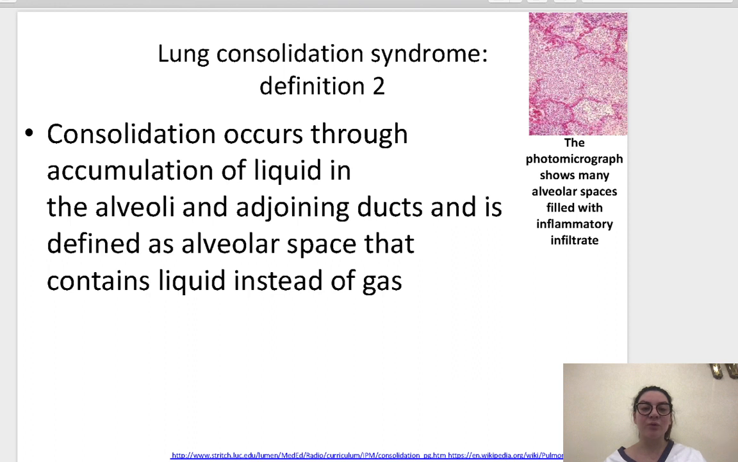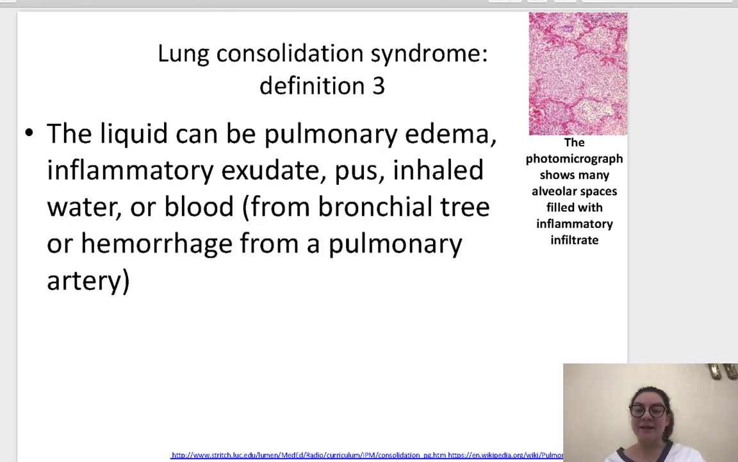Consolidation occurs through the accumulation of liquid in alveoli and adjoining ducts and is defined as alveolar space that contains liquid instead of gas, like in this picture that I show you here and showed in the previous slide. The liquid can be pulmonary edema, and you remember where we discussed this case, the most often problem that can lead to pulmonary edema is right heart failure. Hope you remember the lecture about heart failure. Moreover, it can be inflammatory exudate in different inflammatory disorders: infection, non-infectious inflammation, autoimmune inflammation. Moreover, it can be pus, it can be inhaled water or blood from the bronchial tree, or hemorrhage from the pulmonary artery.